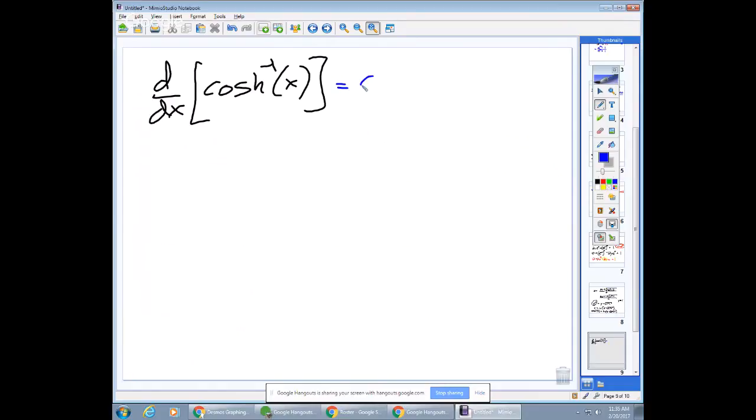So I'm going to rewrite that in its logarithmic form, which is the natural log of x plus the square root of x squared minus 1 in the root. All right, so here we have the chain rule applied twice because we have a function within a function within a function. And there's a sum in there too. So we're going to have to be very careful here.